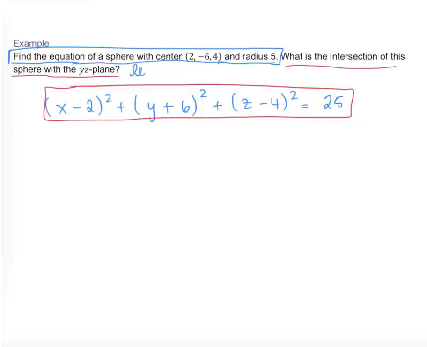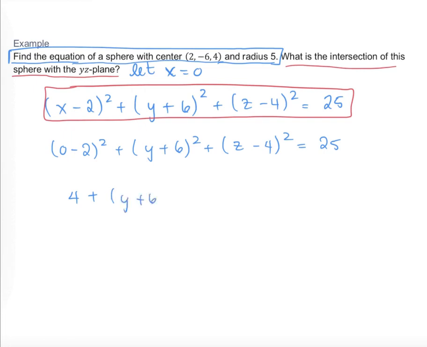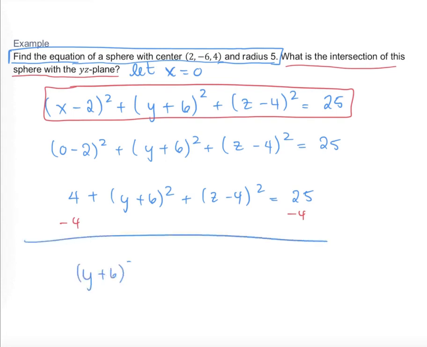So back over here, that's exactly what we need to do. We need to just plug in x is equal to 0, which is the equation of the YZ plane, into our equation, and we'll end up with 0 minus 2 quantity squared plus y and z will be changing. I'll have ordered pairs that depend basically only on y and z in that plane, and the circle that results is going to be determined from this equation. So we have 4 here plus y plus 6 quantity squared plus z minus 4 quantity squared is equal to 25. And then let's subtract 4 from both sides to get the circle equation in the YZ plane: y plus 6 quantity squared plus z minus 4 quantity squared is equal to 21.